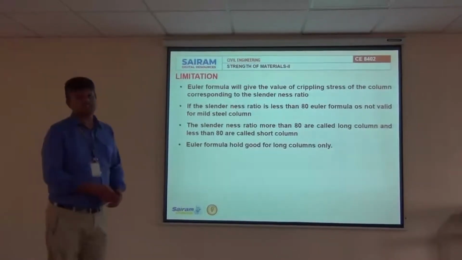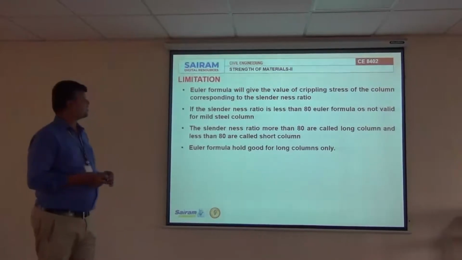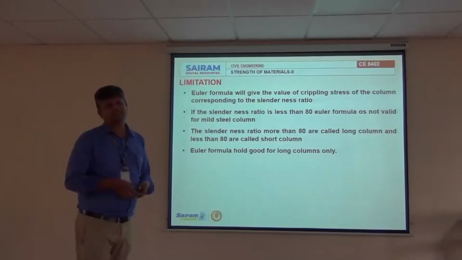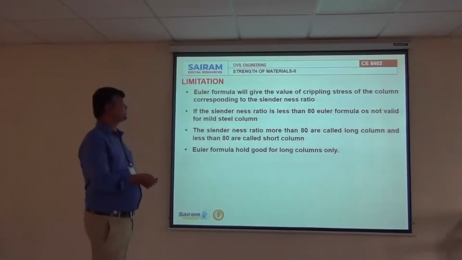So these are the limitations. First limitation, Euler's formula will give the value of crippling stress of the column corresponding to the slenderness ratio. The slenderness ratio is the L by D ratio, we call it the slenderness ratio. A long column or a short column is decided based on this slenderness ratio.